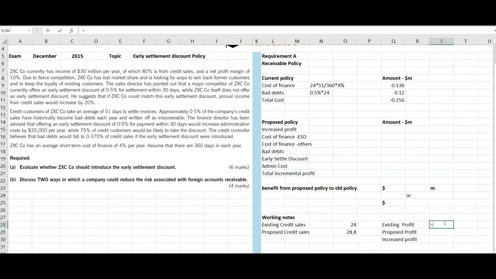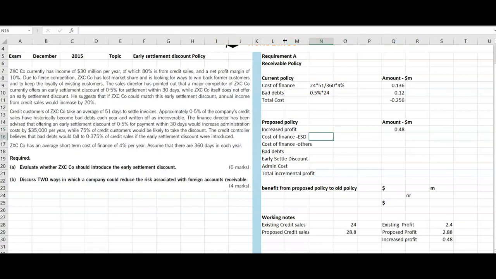So the existing profit we need to know. So that is this number into 10%. We got our existing profit. We can copy the same and we can find out the proposed profit. So proposed profit is 2.88, and the increase in the profit would be this number minus this number. So we got 0.48. This 0.48 is a positive number as it is a profit. So we'll find out the next items.